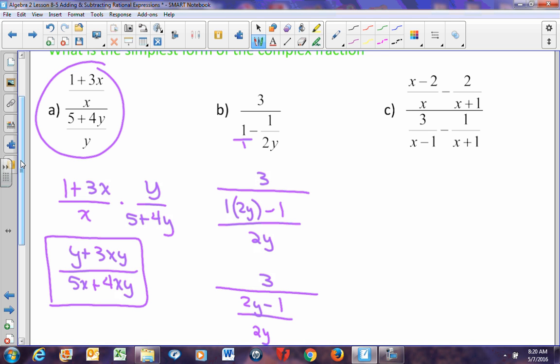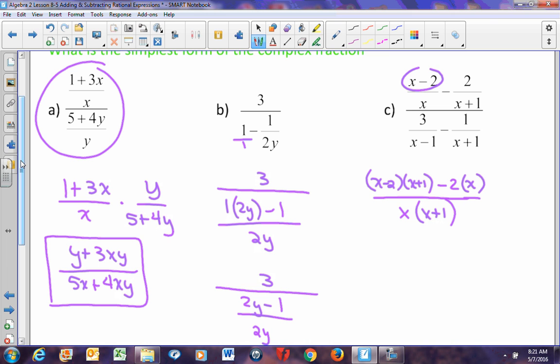Okay. I like to do them separately, so I'm always going to do the numerator separately from the denominator. That's just the way I prefer it. So my numerator has a common denominator of x times x plus 1. This has the x, it's missing the x plus 1, so I have x minus 2 times x plus 1. The 2 has the x plus 1, it's missing the x, so it's minus 2 times x. This is a monomial, that makes it very easy.